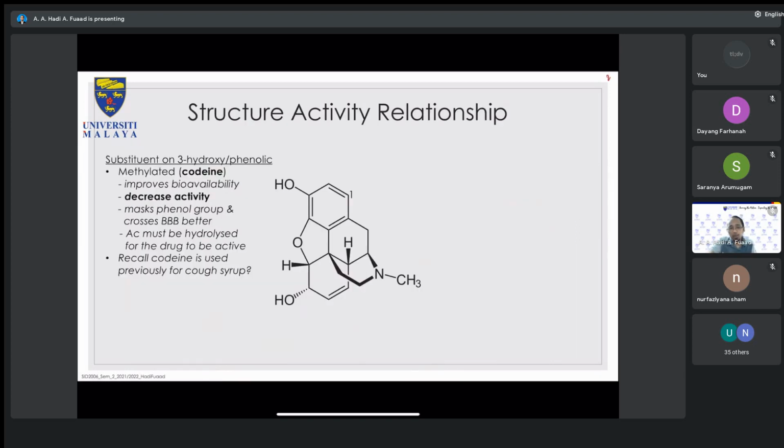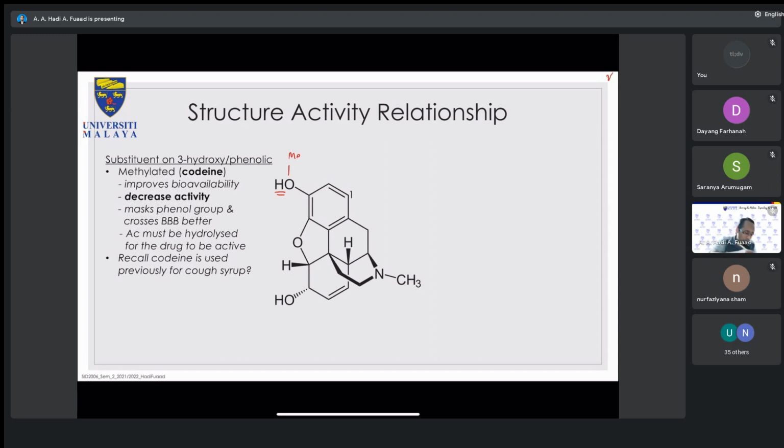Now, let's look at the structure activity relationship. Because the phenolic structure has a similar structure to endorphins, I started off with looking at how important this phenolic structure is. So the substitution on the 3-hydroxyl or phenolic, which is that one over there. If you methylate it, so we have OMe over here, that's when you produce codeine.